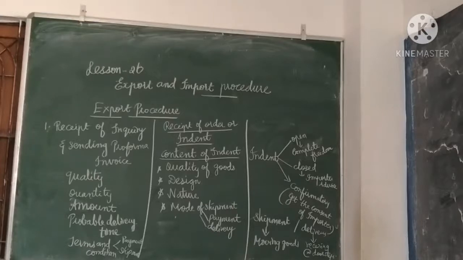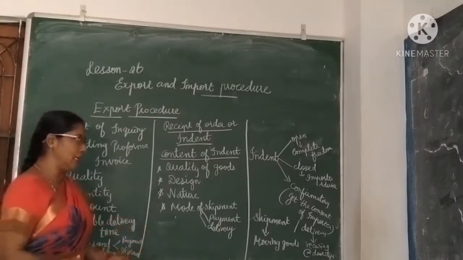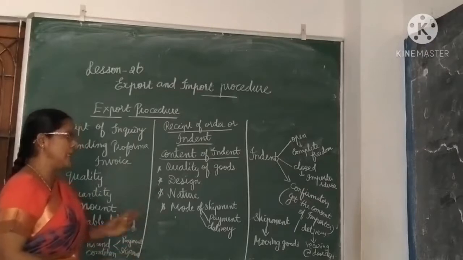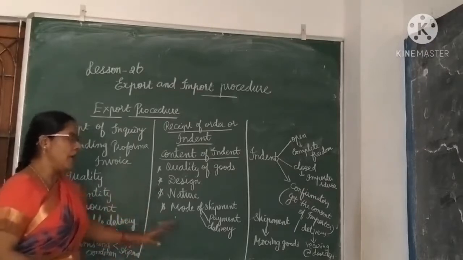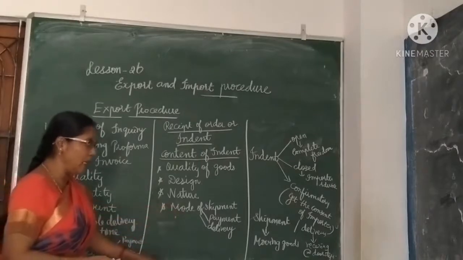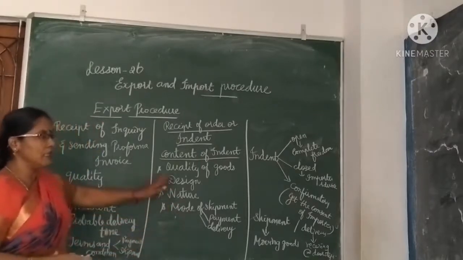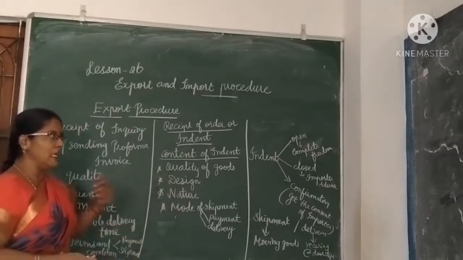Then after that you will receive the order, isn't it? You will receive the order or indent, that is the second step. What is the content of the indent? Quality of goods and design, nature of goods, and the importer will place the order. Also the mode of shipment, mode of payment and mode of delivery. These are all the things we receive from the importer.